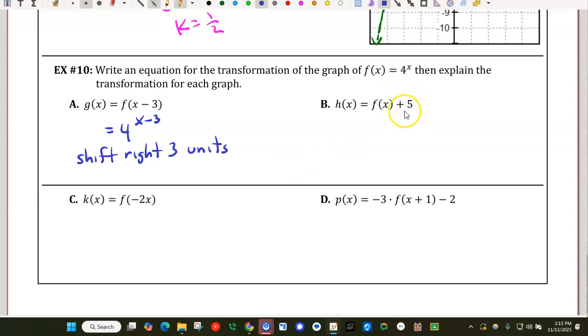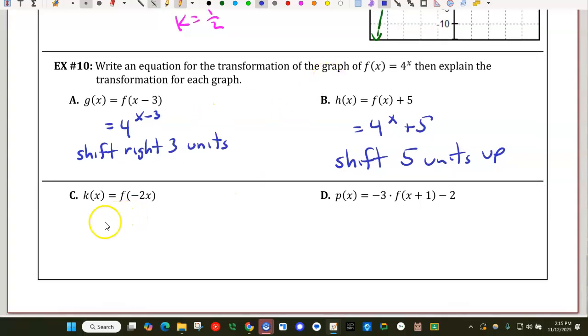And if we have the number on the outside, right? So it's not connected to the x, so we know that's going to be a vertical, right? And since it's plus or minus, that is a shift 5 up, or translate 5 up, either way. It's up. Okay.